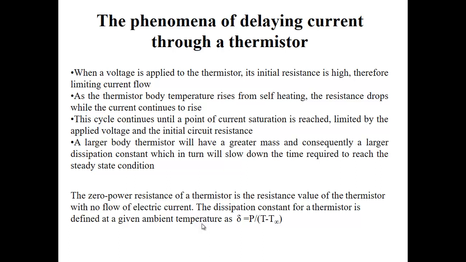When a voltage is applied to the thermistor, its initial resistance is high, therefore limiting current flow. As the thermistor body temperature rises from self-heating, the resistance drops while the current continues to rise. This cycle continues until a point of current saturation is reached, limited by the applied voltage and the initial circuit resistance. A larger body thermistor will have a greater mass and consequently a larger dissipation constant, which in turn will slow down the time required to reach the steady state condition.